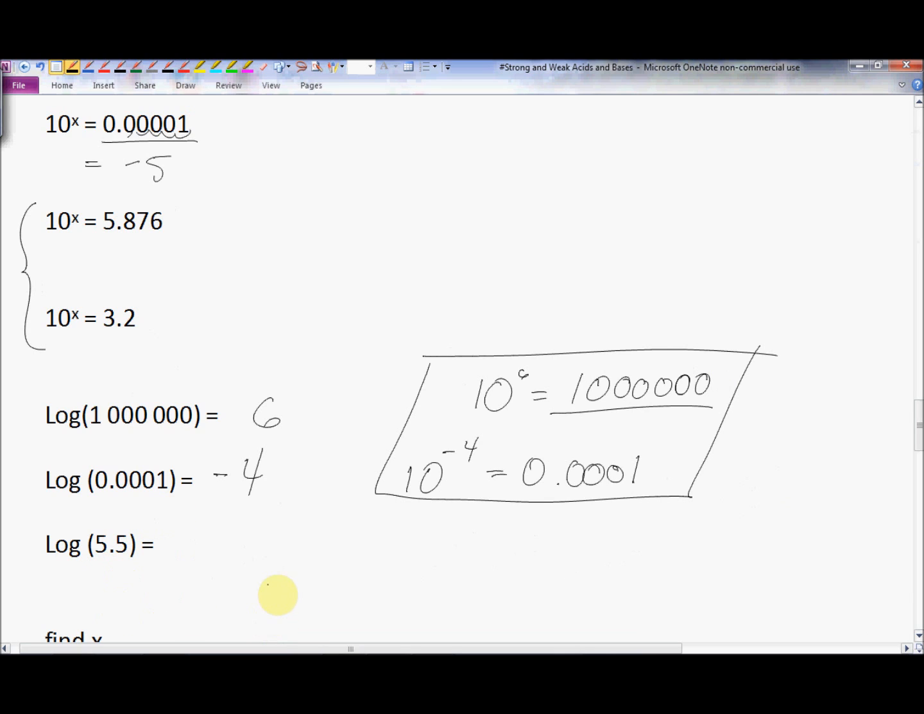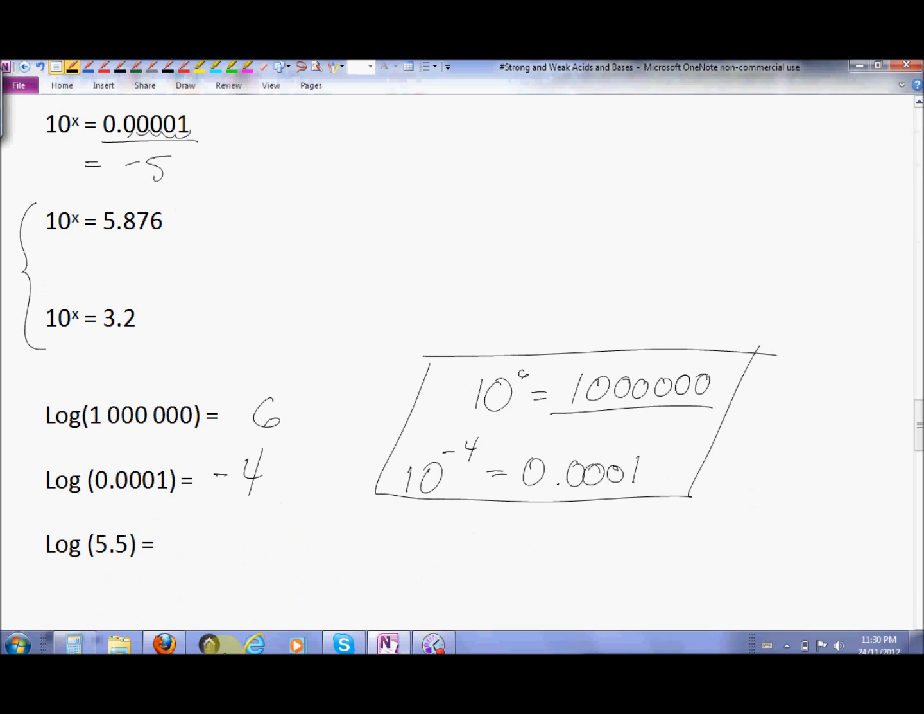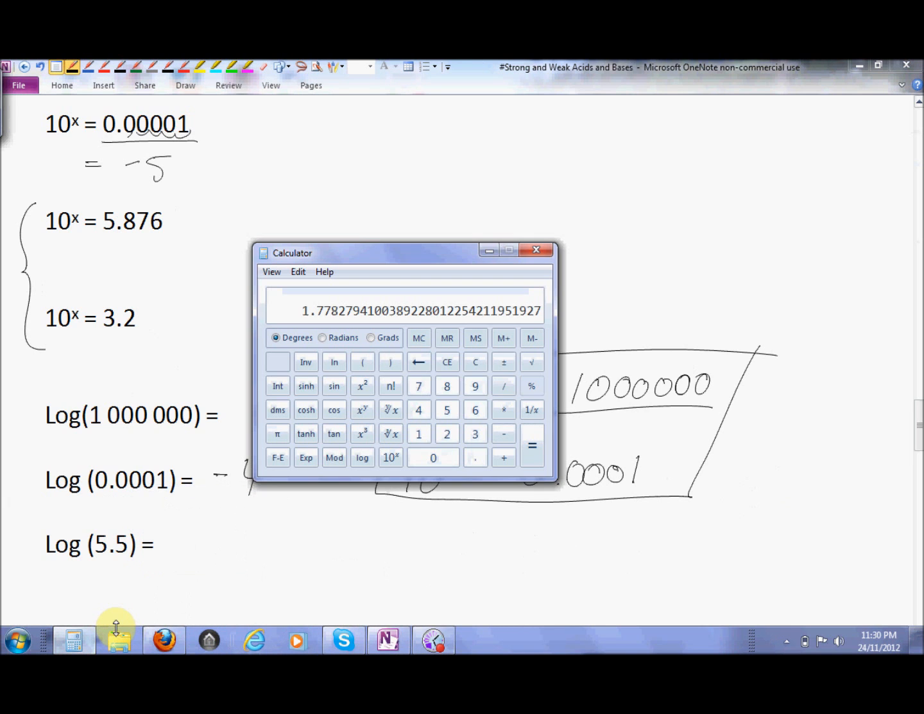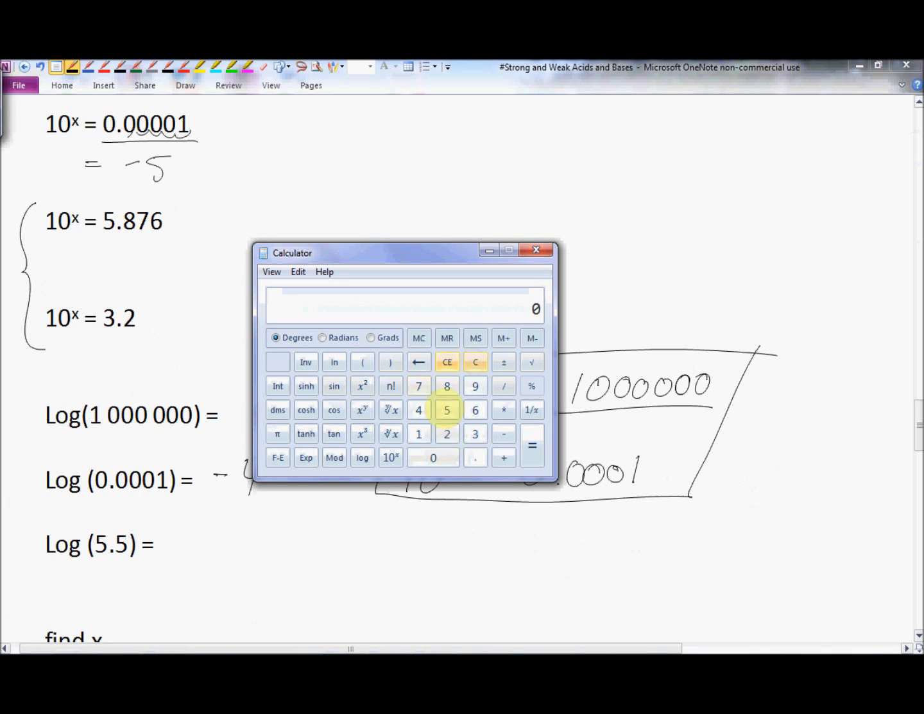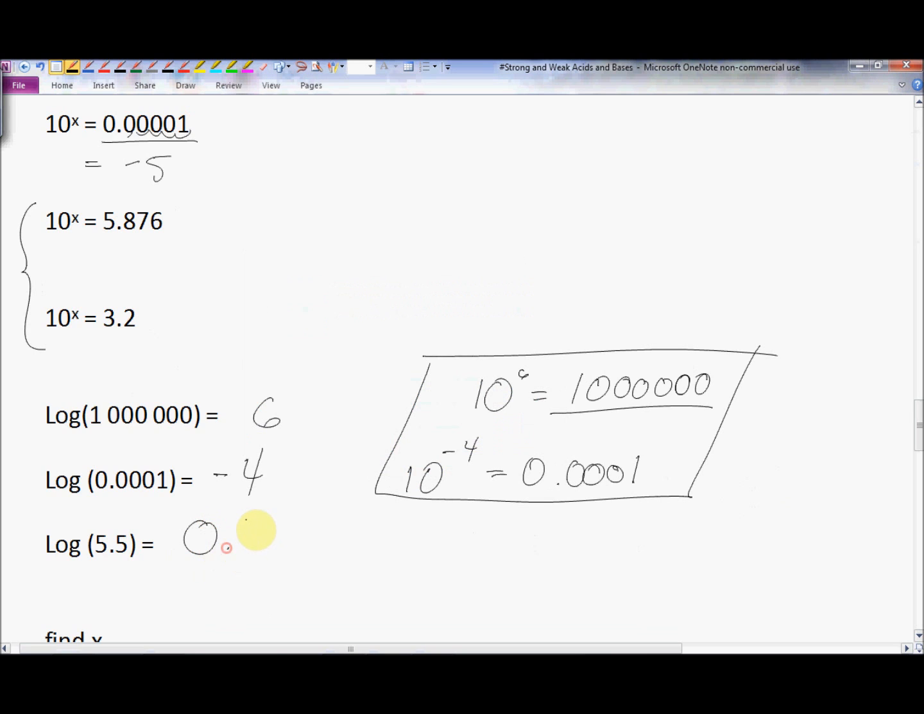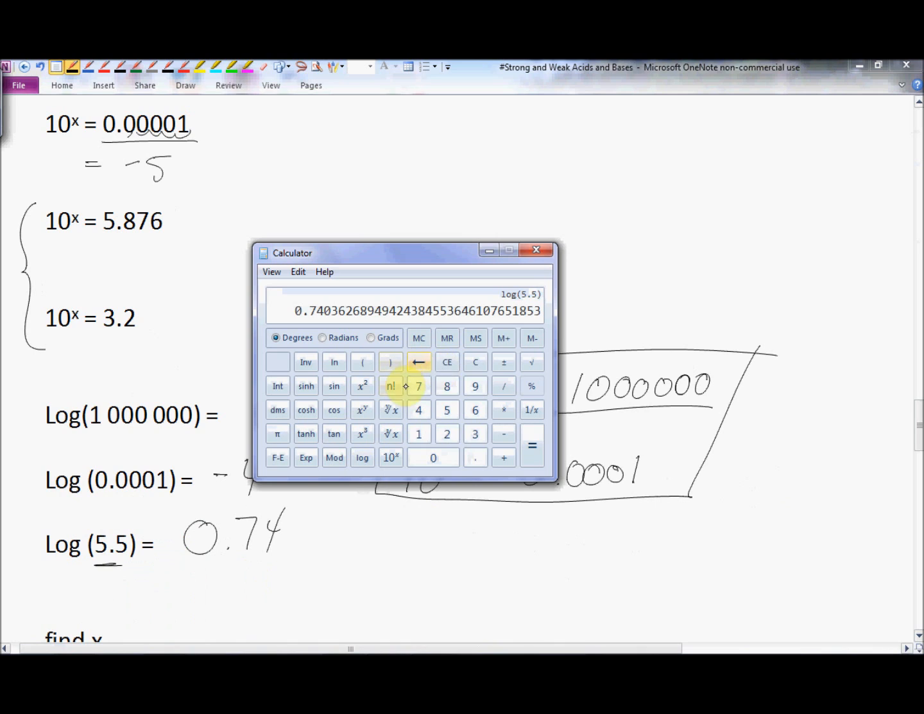So log of 5.5: 10 to the power of what gives us 5.5? Let's just use our calculator to figure that out. Clear this off. 5.5, and then find the log button, press log, 0.74. So the answer here is 0.74. 10 to the power of 0.74 will give us 5.5. Can we check that? Let's see. Clear. 10, x to the y, 0.74 equals 5. So something very close to 5.5.